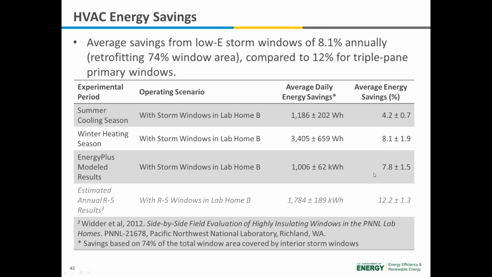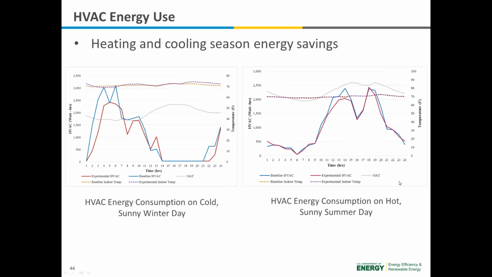In general, we use EnergyPlus models to extrapolate this into an annual savings number, and we found that to be 7.8%, plus or minus 1.5%. For comparison, here's the R5 results that were brought by Sarah Witter, and these were about 12.2%, plus or minus 1.3%. So not quite as good, but comparable, given that we only had 74% of the window area covered.